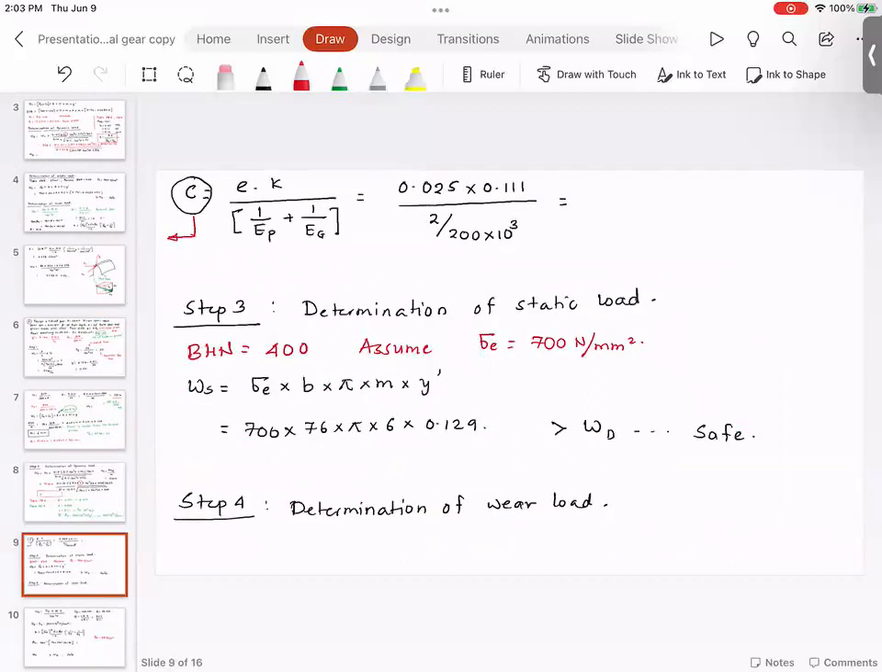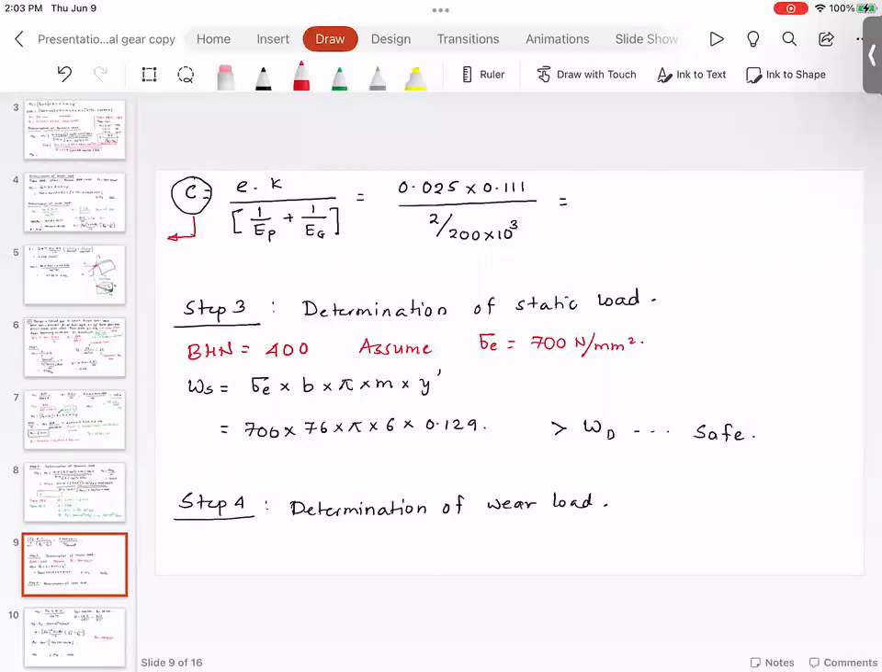The next part is we need to find out the static load. To find the static load, we need to know the structural strength, sigma E, that you can get from the table. For steel, it is assumed to be 600 Newton per millimeter square for the BHN of 400. Please understand, static structural strength, or flexural strength, depends upon the hardness. So we are going to assume the Brinell hardness number, BHN, is equal to 400, and for that, you have sigma E as 700. Then we find the value of WS, and this WS should be greater than WD.